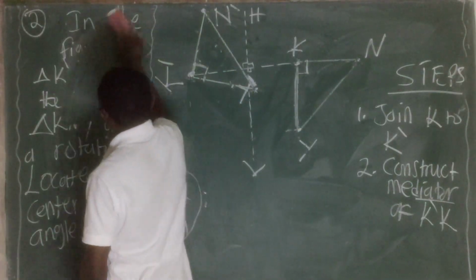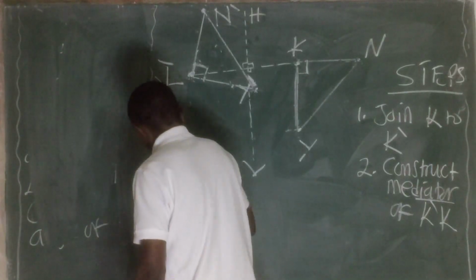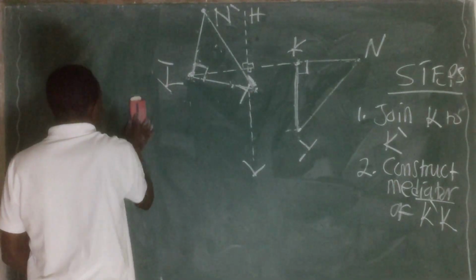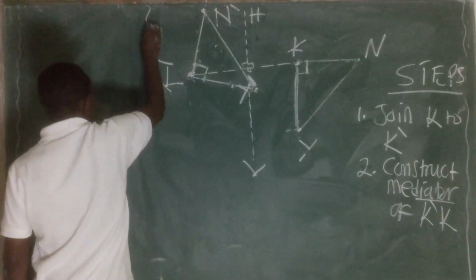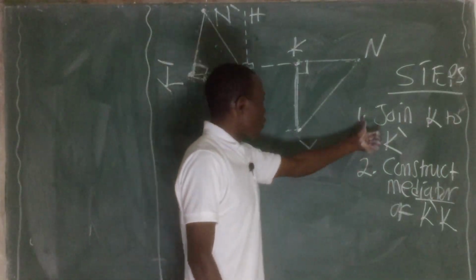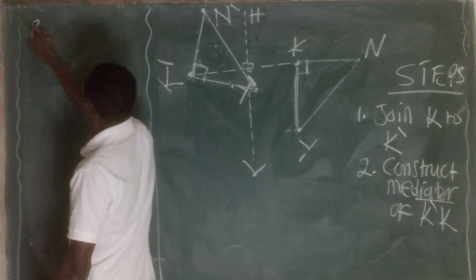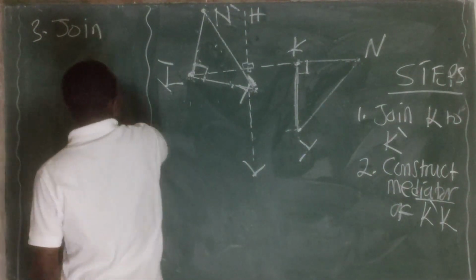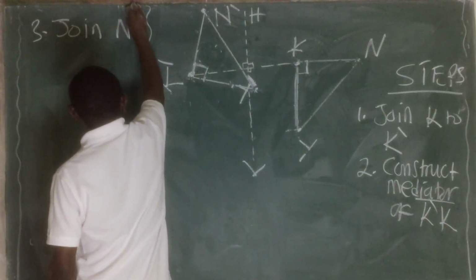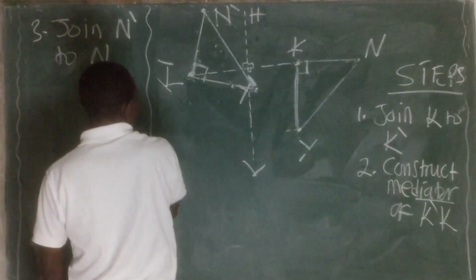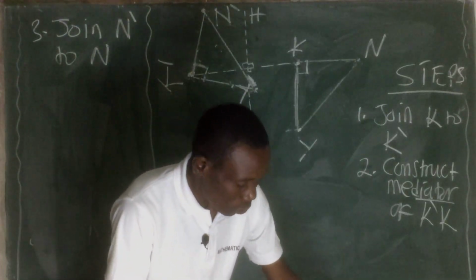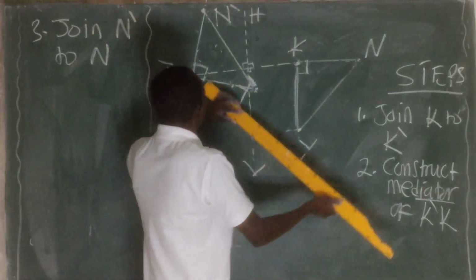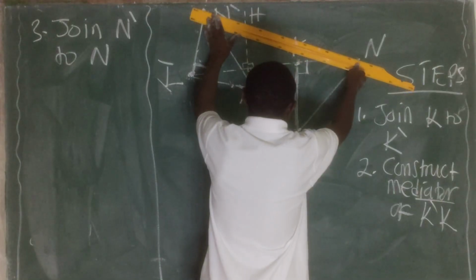So write it here. Let me label this part. For the procedure according to step number 3, it is just like a repetition of what we've done for 1 and 2. So for 3, what you do is you're going to join N prime to N. Right? So I have my ruler. Now here I need a longer one, connecting N prime and N like this.